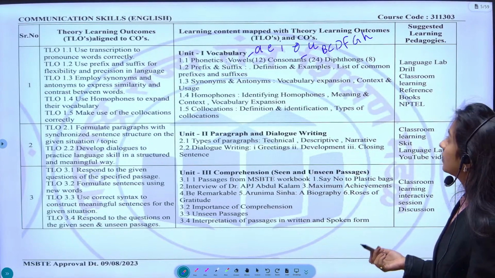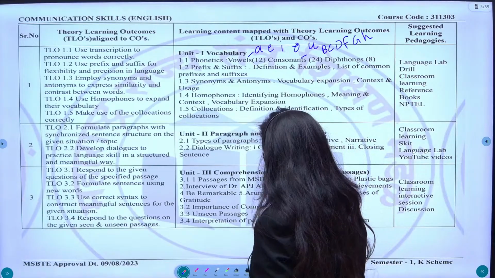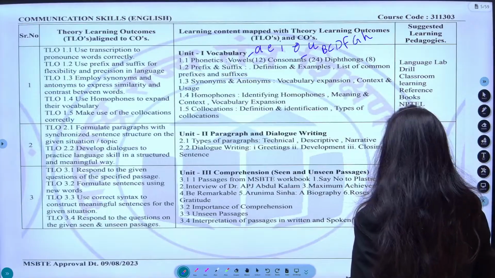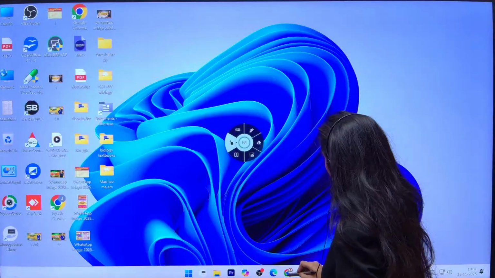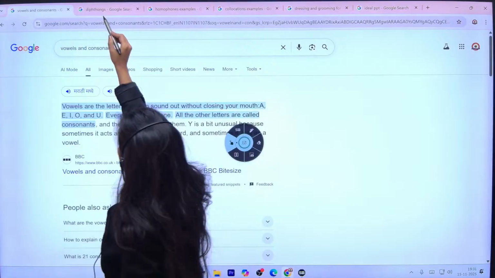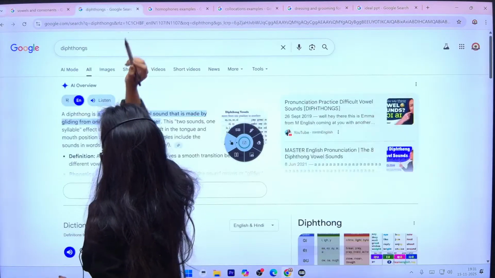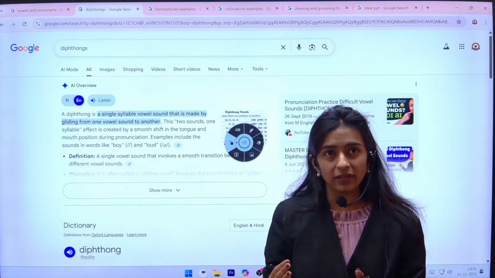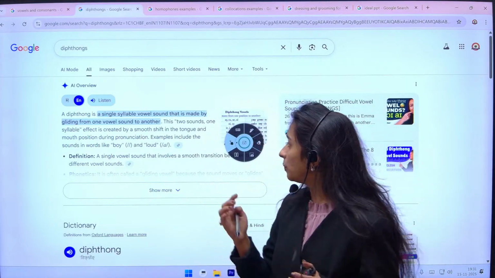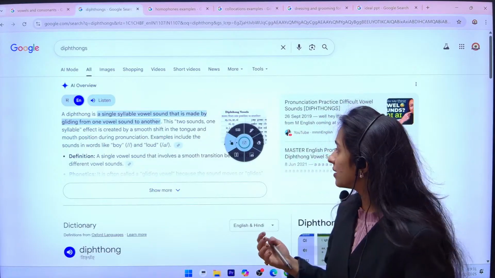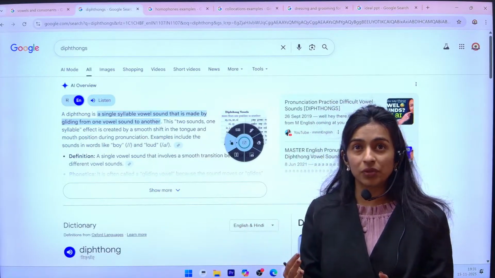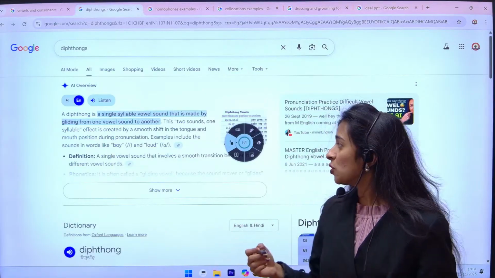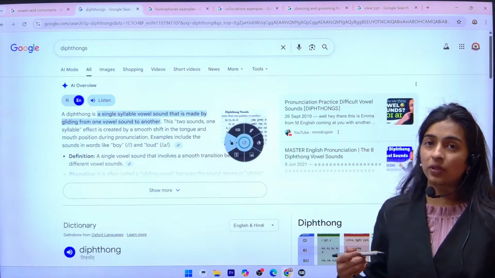Now what do you mean by diphthongs? Diphthongs is all about a single syllable where vowels make a sound together, that is AI. So when you pronounce loud, there is AL, loud. Then boy, AI, boy. So these words are pronounced like this, and these are known as diphthongs.